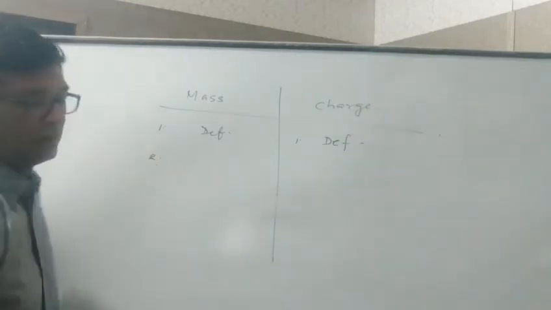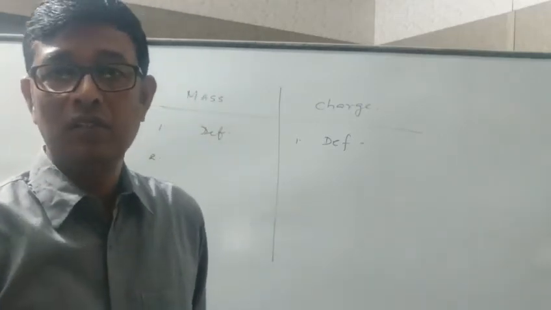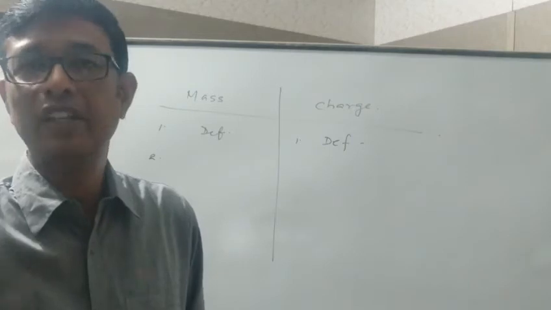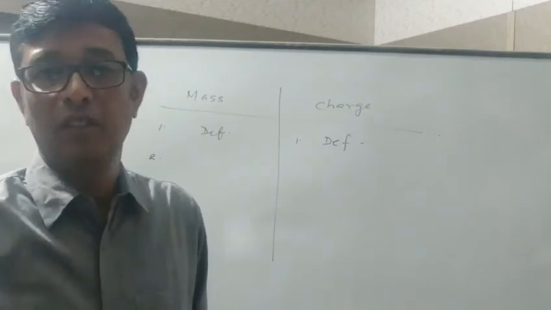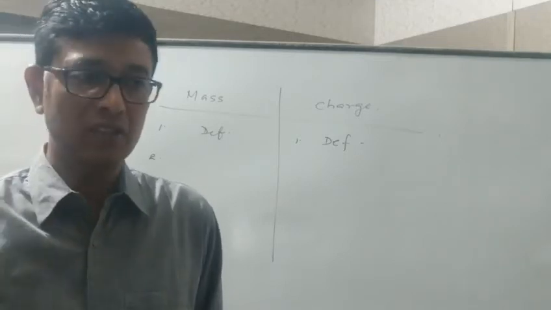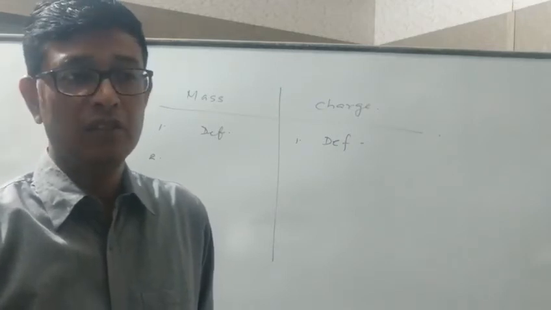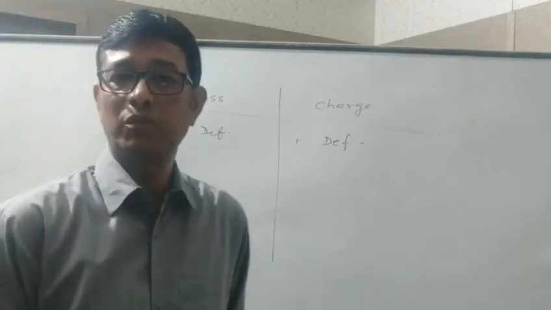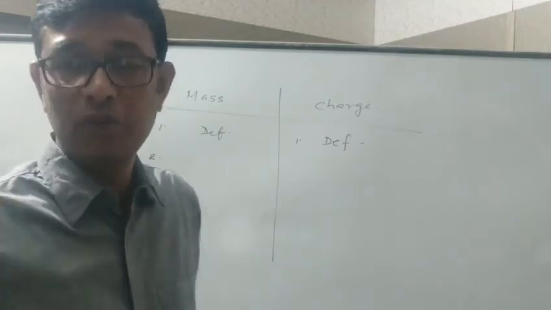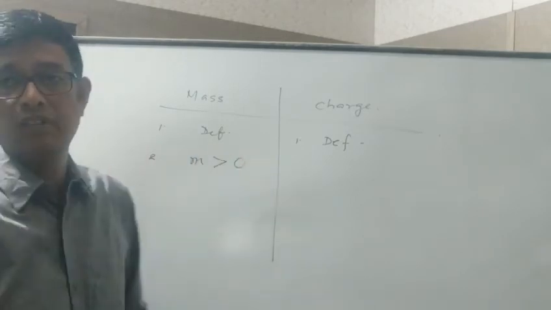Second, mass of a body can't be zero. Every material body is made up of atoms and molecules. Every atom is made up of protons, neutrons, electrons, isn't it? Further, protons and neutrons are made up of quarks, up quark, down quark. Anyway, that is beyond the scope of your syllabus. You will learn about it in higher classes. But what I mean to say is that every body possesses some sort of mass. It can't be zero, it can't be negative. So mass of a body is a positive quantity. So mass of a body is always greater than zero.